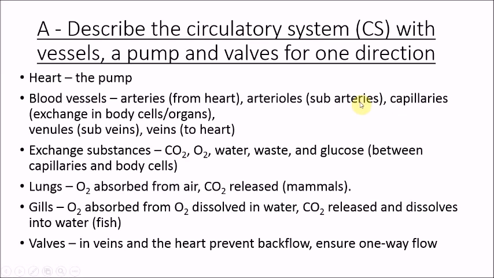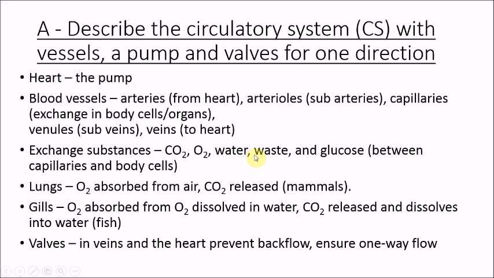oxygen for respiration. After the capillaries, it's done that exchange, it will then need to make its way back to the heart. Through this, it will go through venules, which are like subveins, and then these will join up into larger veins on the way back to the heart. The main thing is arteries come from the heart, capillaries are for exchange, and then veins are back to the heart. Okay, so the exchange substances that we need to talk about are CO2 and oxygen.